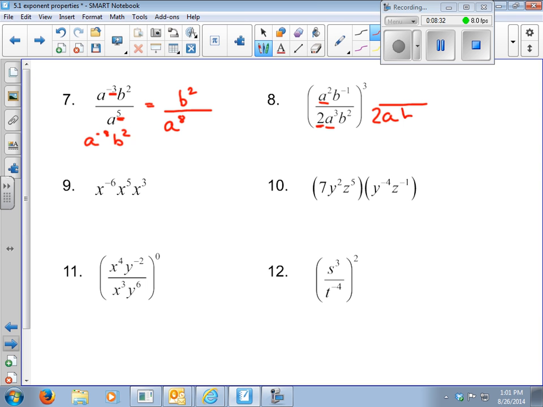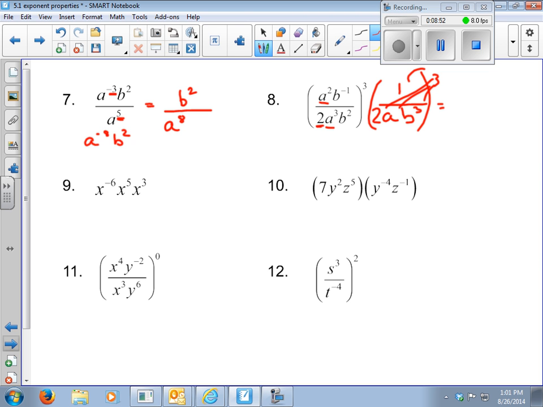2 subtract negative 1 would be plus plus. 2 plus 1 is 3. And as you notice, I didn't leave anything on the top, so I have to put in a 1 as a placeholder. And this whole quantity is raised to the 3rd power. Now I can go backwards to every single thing that's inside that parenthesis.